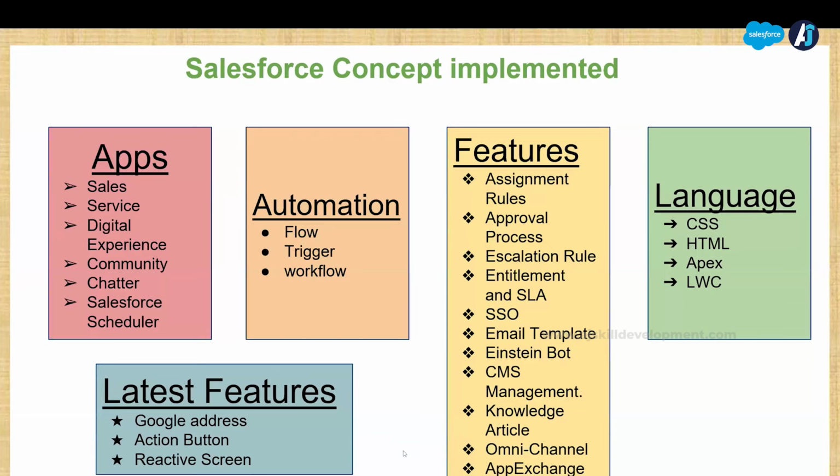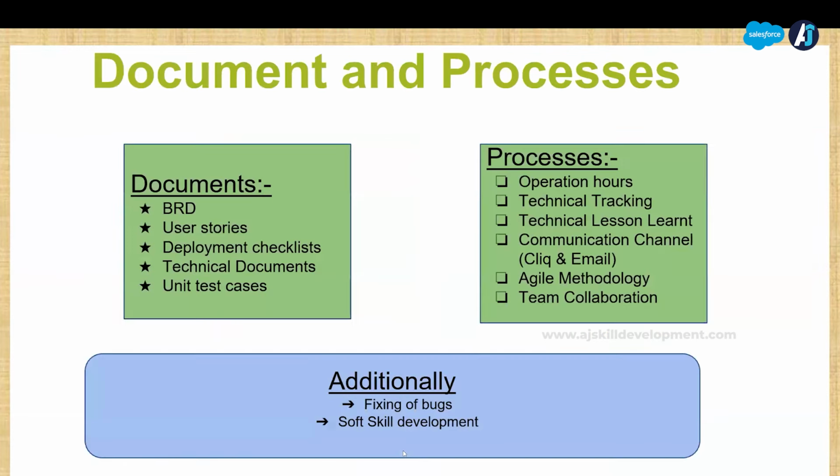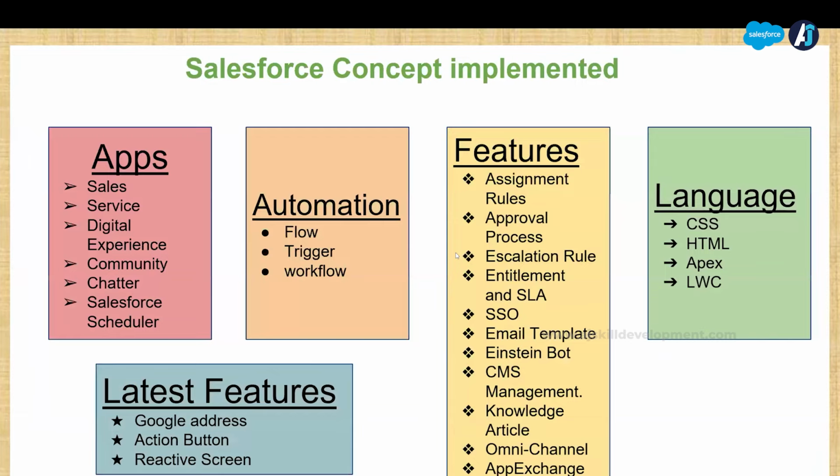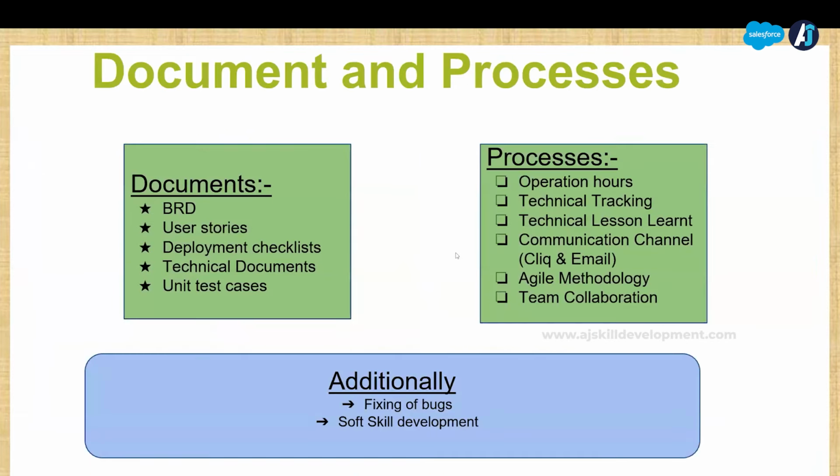And we'll go to next slide. And the documents and process. Again, documents, we used are the business required document, user stories, the deployment checklist, technical document, and unit test cases. And process, we are using technical tracking, technical lessons learned, communication channel.